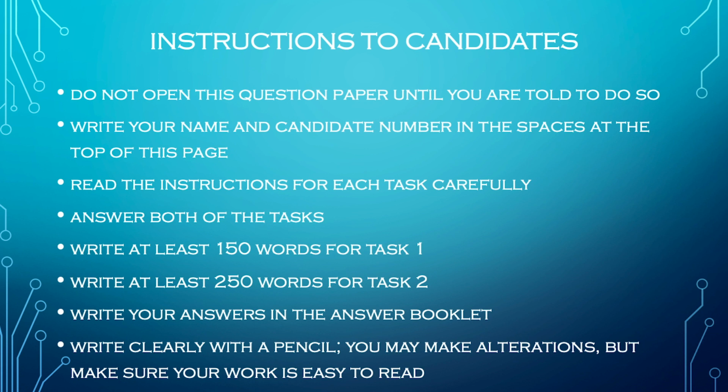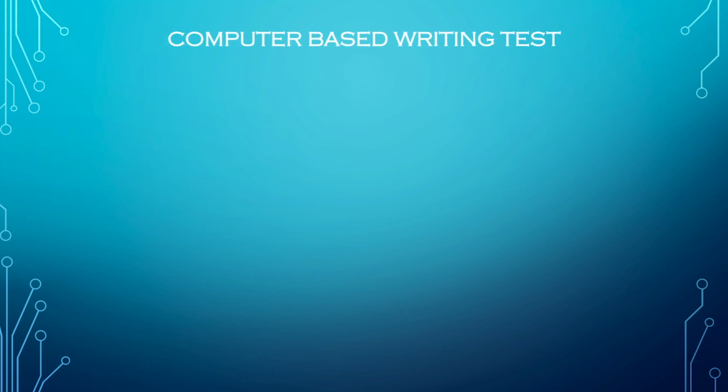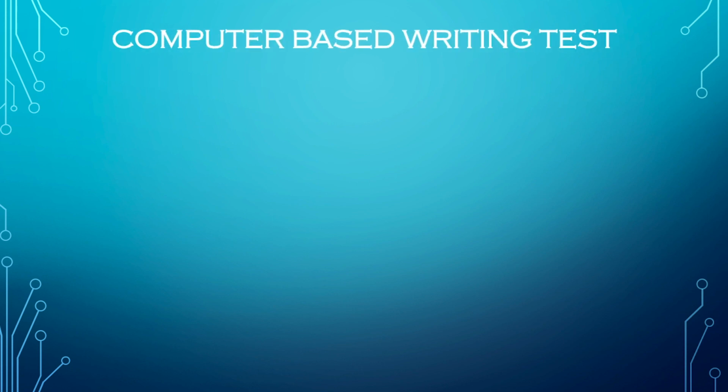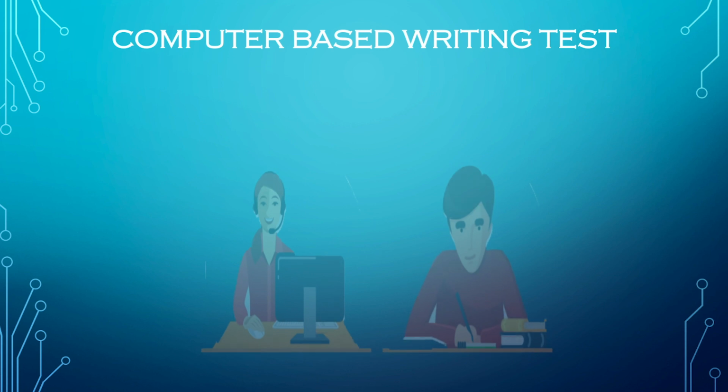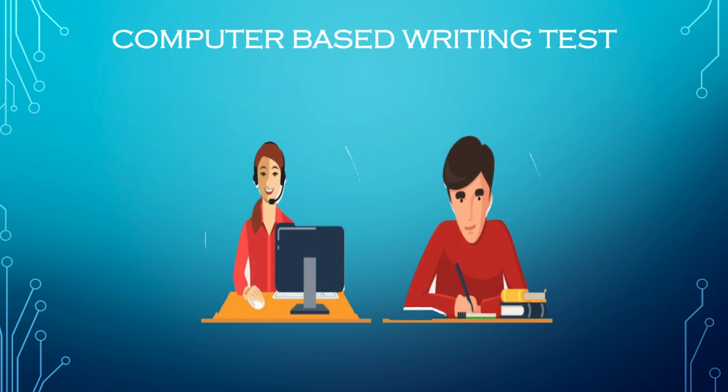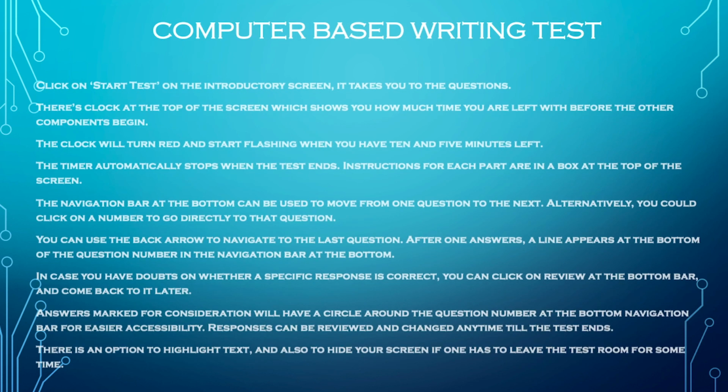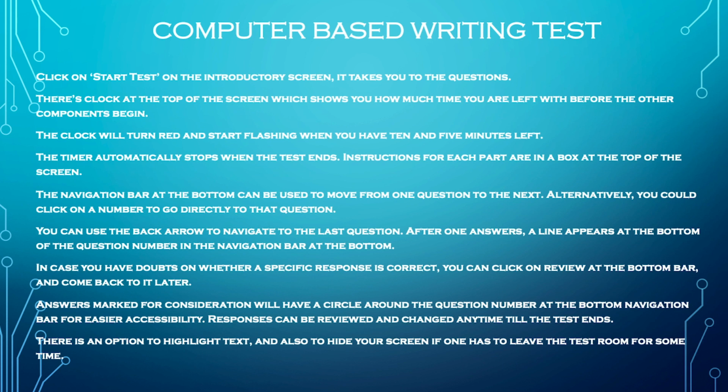So now let's talk about the computer-based IELTS academic writing test. The academic writing question types in IELTS are the same as in the paper-based test. But instead of writing your answers on paper, you will type them on a computer. Once you click Start Test on the introductory screen, it takes you to the questions. There's a clock at the top of the screen which shows you how much time you have left before the other components begin. The clock will turn red and start flashing when you have 10 and 5 minutes left. The timer automatically stops when the test ends.